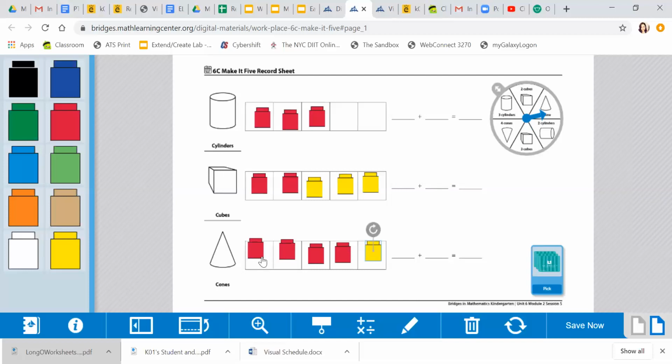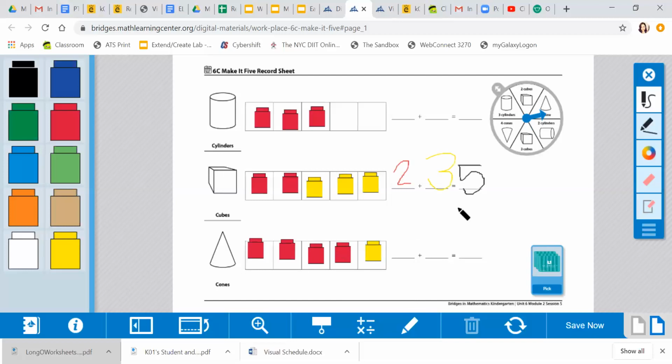So how many do you see? You see 1, 2, 3, 4. You see 4 reds, okay, and 1 yellow. So let's go back to our little pen here, and we're gonna do 4, and then we're gonna change it to yellow. So 4 plus 1, and 4 plus 1 is equal to what, my friends? What's it equal to? It is equal to 5.